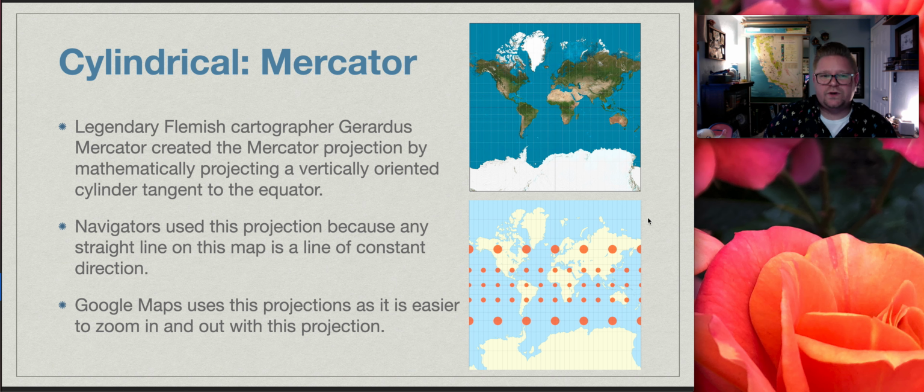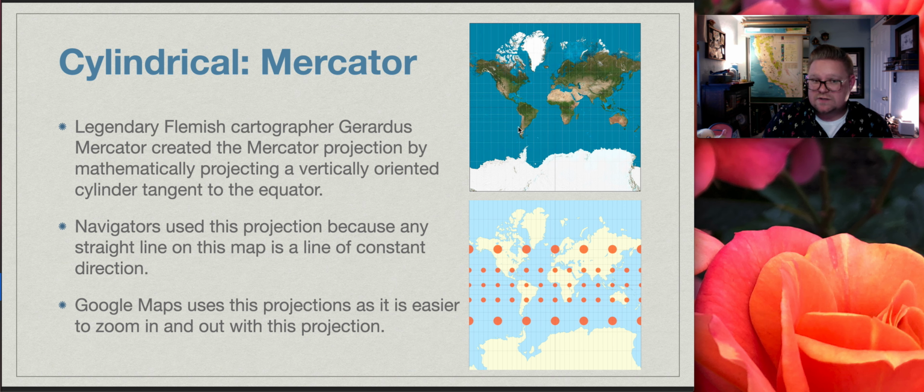So here's a projection called the Mercator Projection. It's a cylindrical projection. This was actually designed by a cartographer named Mercator. He created this projection by mathematically projecting a vertically oriented cylinder along the equator. This was designed specifically because of travel. Navigators use this because a straight line on this map is generally a straight line when drawn by your boat if you're trying to navigate through the oceans.